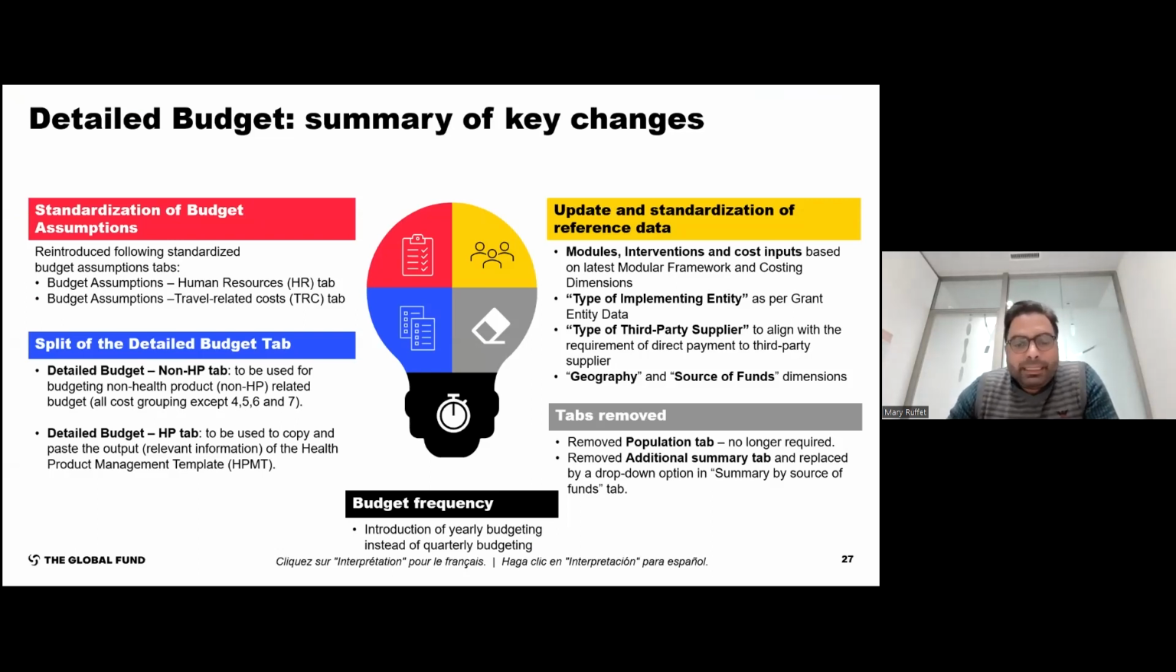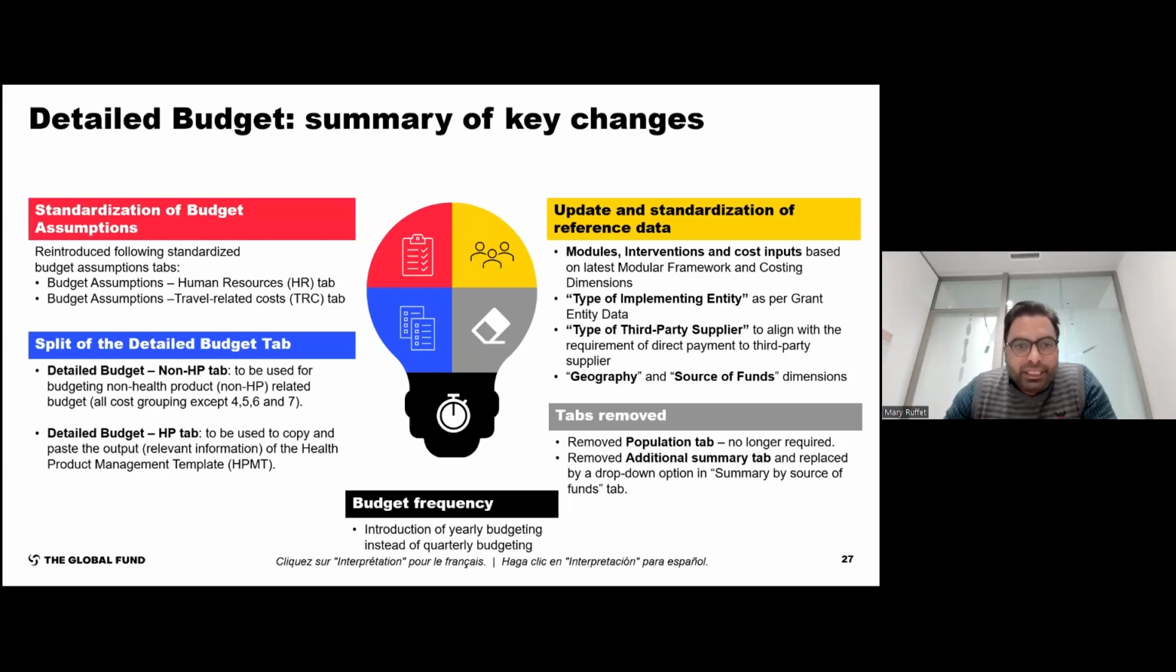When we are talking about the changes as compared to the last version, the first major change we have made in this template is budget frequency. As you know, previously, the budget was on a quarterly basis. Now, going forward, in the template, you will see that we will be requiring the budget on a yearly basis rather than on a quarterly basis. It will impact the detailed budget tab and the setup tab as well. We used to set up our quarterly budget. Now it's going to be a yearly budget.